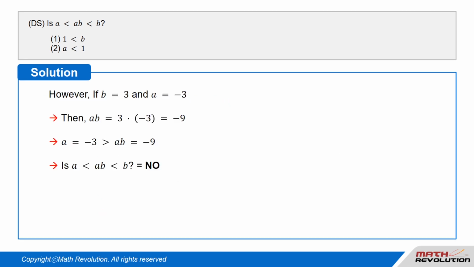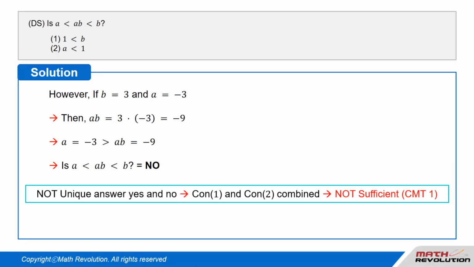However, if B equals 3 and A equals -3, then A times B equals 3 times -3 equals -9, and A equals -3 is greater than A times B, which equals -9. Thus, the answer to the question, is A smaller than A times B, which is smaller than B, is no.